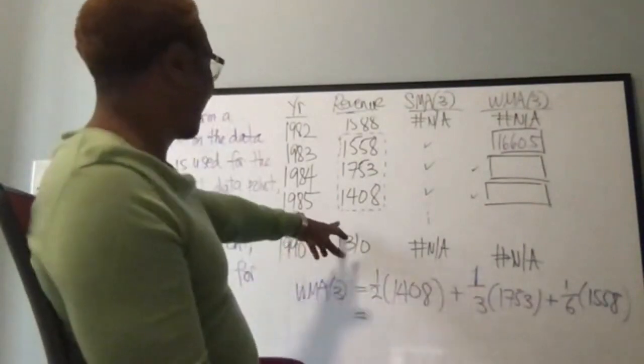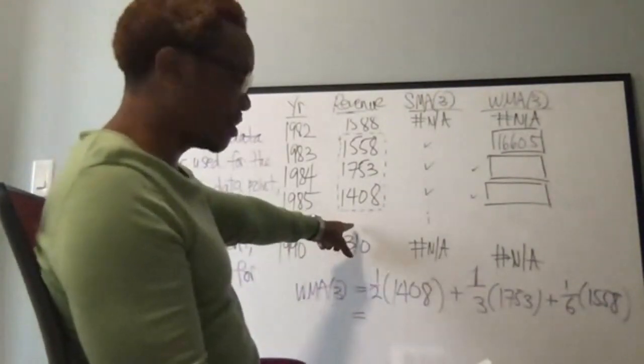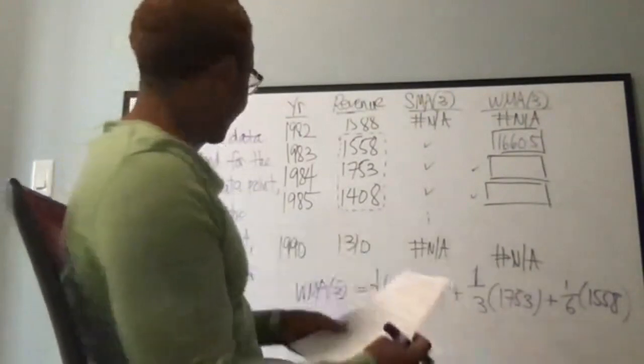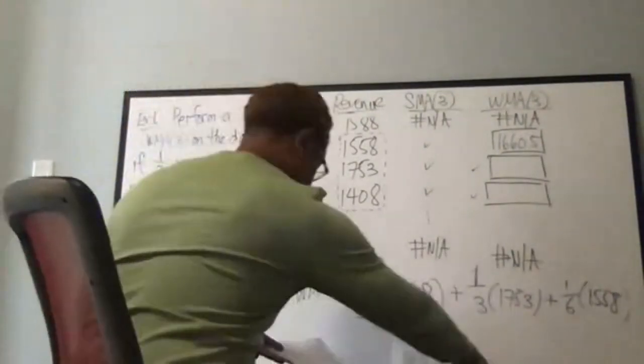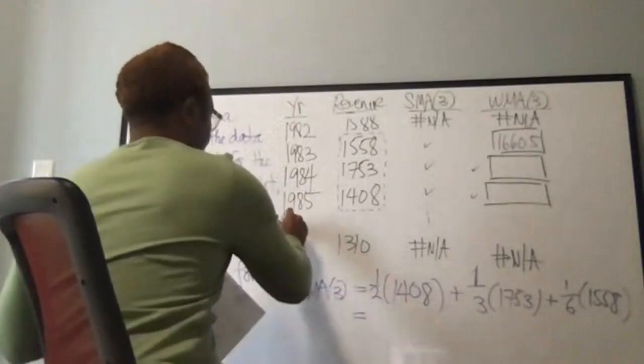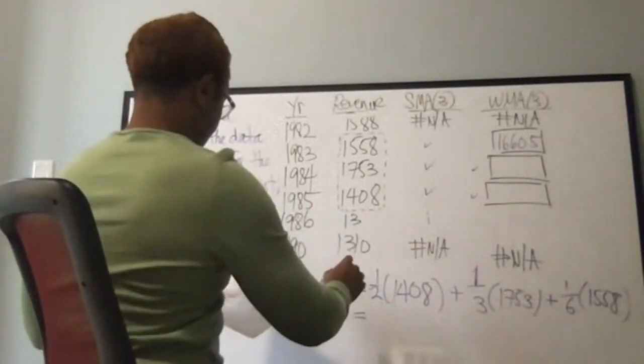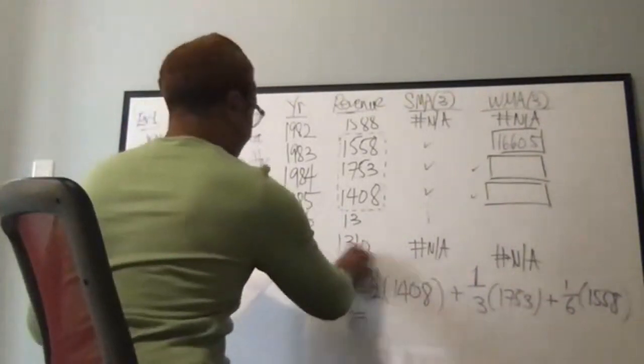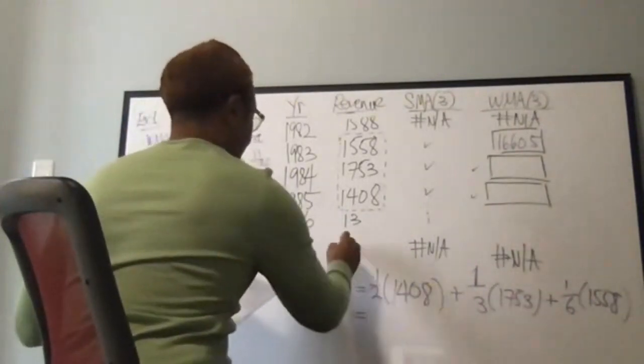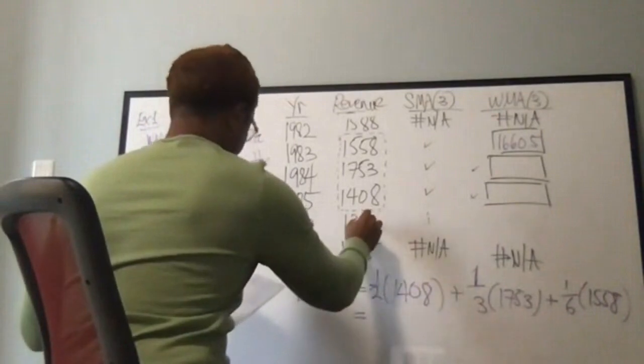And I didn't put that other point there, but I'm assuming you guys have the handout from last time. It was 1986 and then 13. Oh, 1990 was 1685. This was 1310.